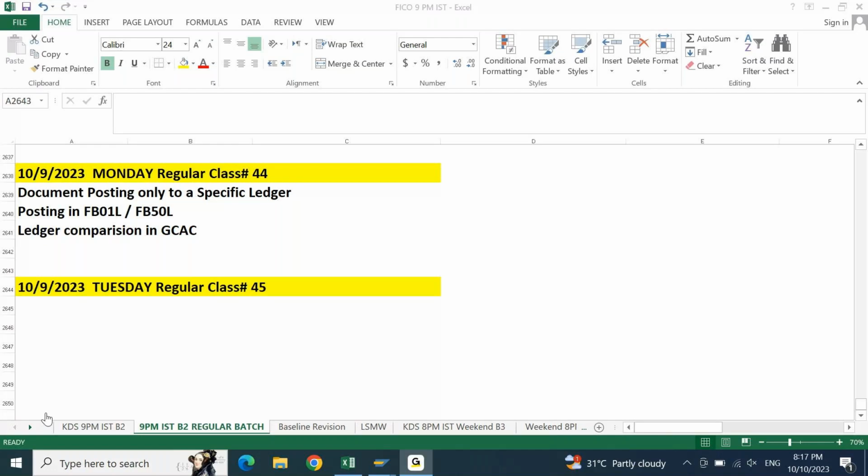Yeah, Ganga. Yeah, hi Ajay. So this ledger comparison in GCSE and variance adjustment, is it a mandatory activity over the month end? No, not mandatory.